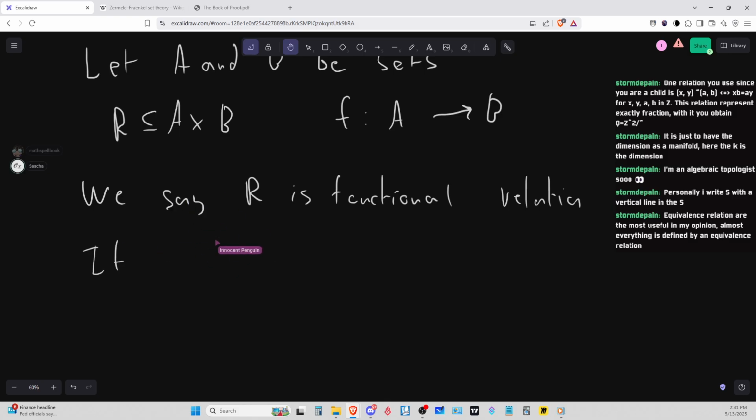So for a functional relation, we want that for all x inside of A. This point will vary a little if you look at some textbooks, but I will explain the difference. You want that for every x in big A, there exists some pair. Maybe it will be a bit weird to write.